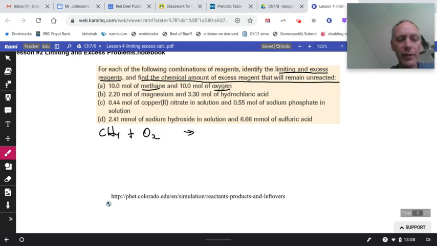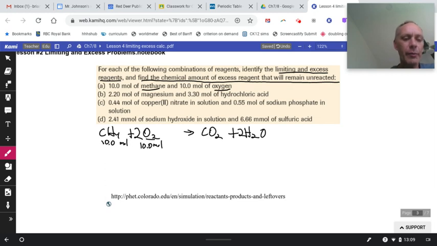I'm going to skip states just to keep this moving along. So carbon dioxide and water, anytime you burn, this is combustion, burn methane with oxygen, that's a hydrocarbon combustion. Okay, balanced, 1 carbon, 4 hydrogen, 1 carbon, 4 hydrogen, and our oxygens end up being 4 oxygens on both sides. Okay, so there's our balanced equation. And it's telling us we have 10 mole of methane, 10 mole of oxygen. Okay, which one's the limiting reagent?